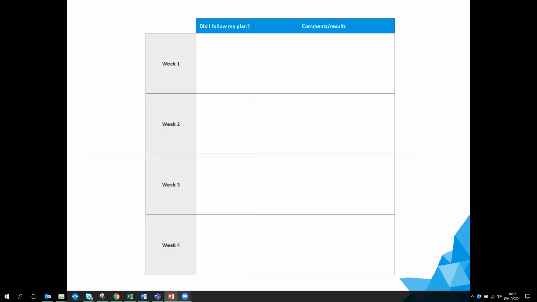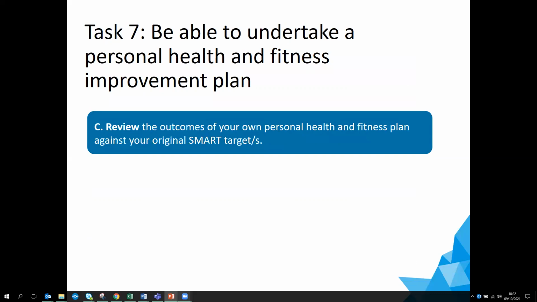And here is a snapshot of what that training log will look like, with space for you to leave comments as to whether you followed your plan and how you did. And finally, part C is for you to review the outcome of your plan. Now, the workbook will guide you through a number of questions so that you can review the impact of your health and fitness plan.